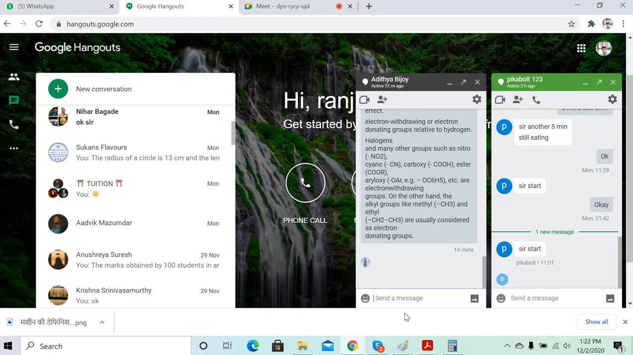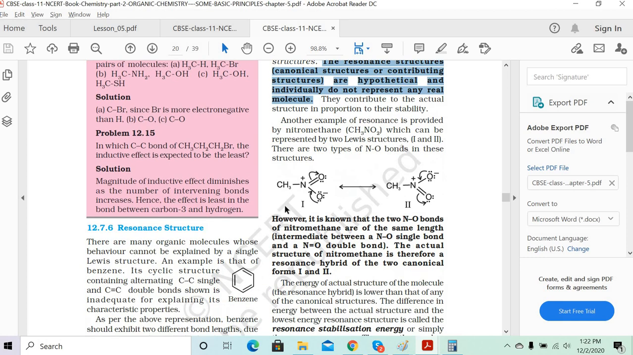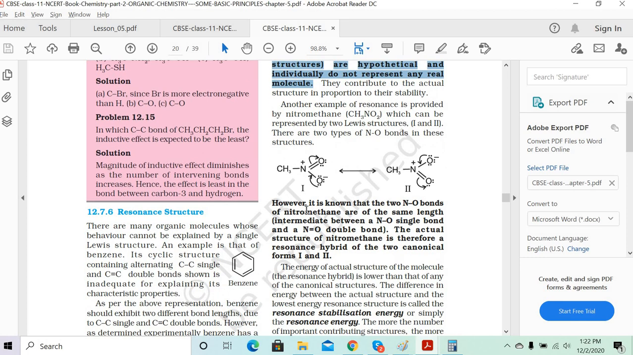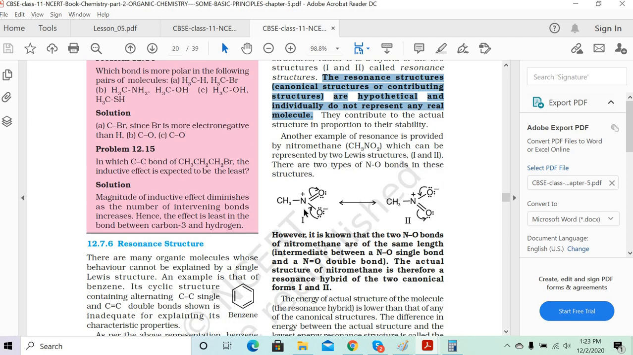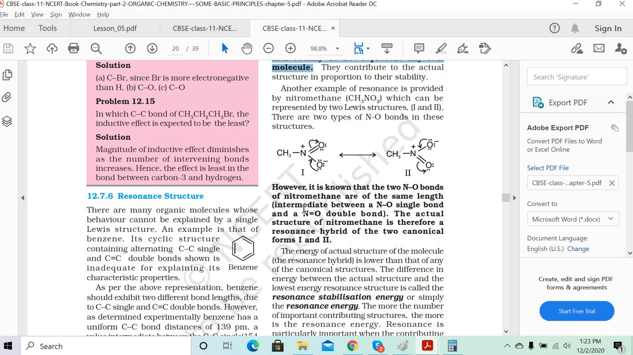Yes, understood. Good. Now another example, CH3NO2. This example is also a very famous example, nitromethane. This is how the stability is there. So not only benzene, there are many other compounds in the organic compounds which can show the resonance structure. We will be dealing with a lot of organic compounds which show the resonance. Now draw for the nitromethane. Yes, sir.